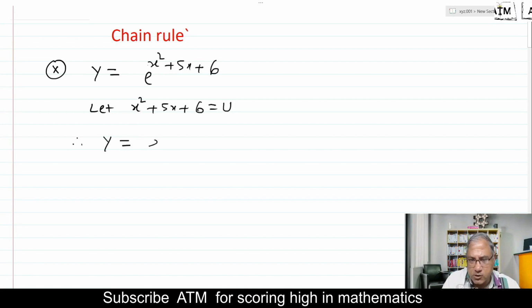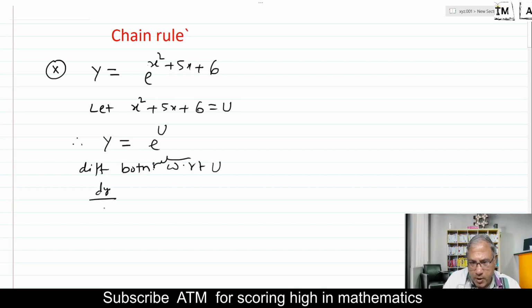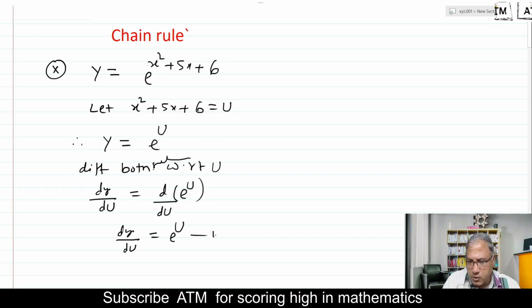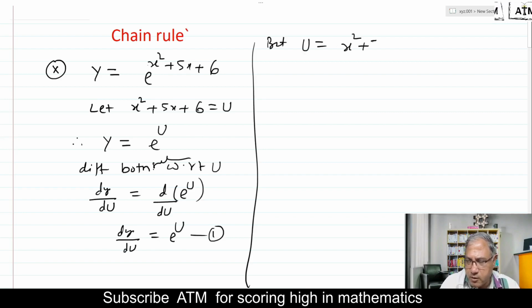Therefore y equals e raised to u, differentiating both sides with respect to u. Therefore dy by du equals differentiation of e raised to u with respect to u, which equals e raised to u. Dy by du equals e raised to u. Let us call it equation number 1. But what is u? U equals x square plus 5x plus 6.